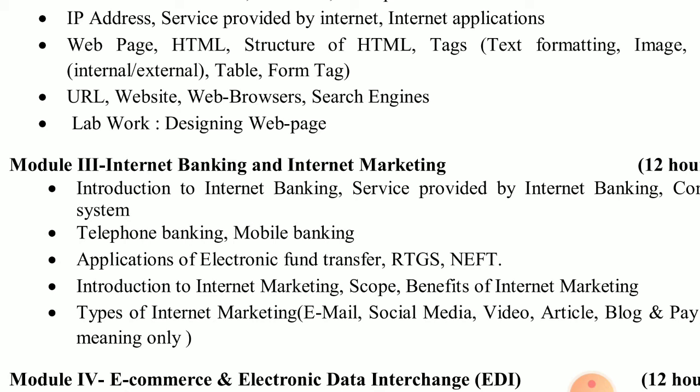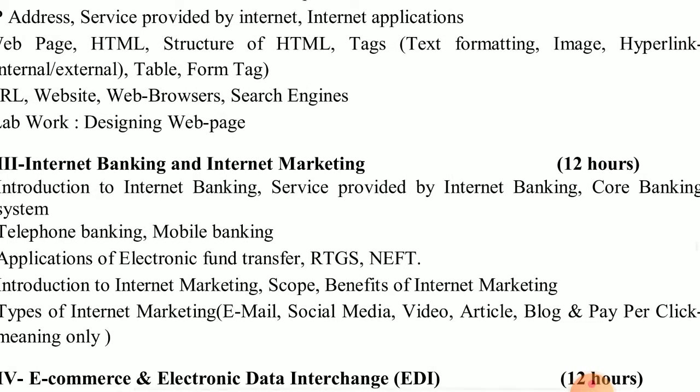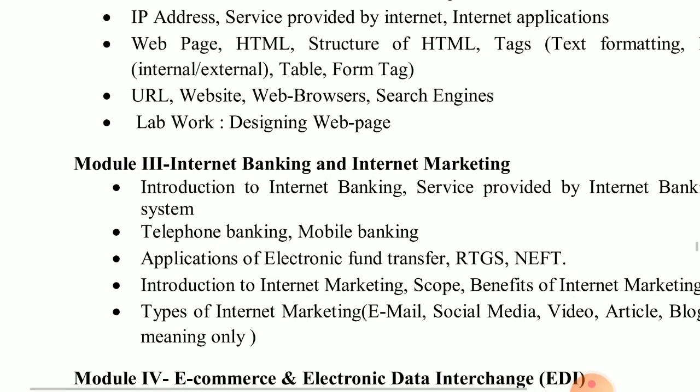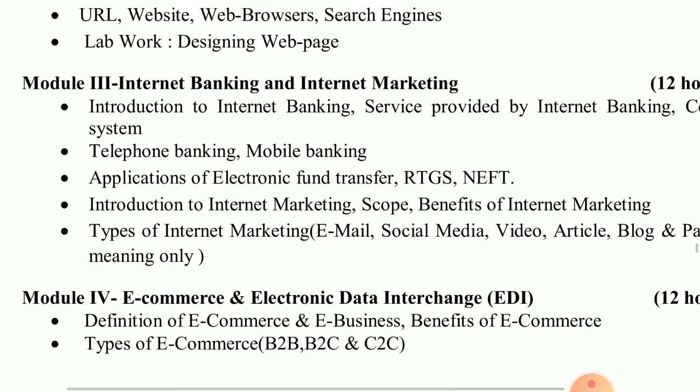Then types of internet marketing. There are so many types of internet marketing. Email marketing. Through email you can do the online business. Social media. Through social media you can advertise your product. Then video marketing, article marketing, blog and pay per click. We'll see this in this module.